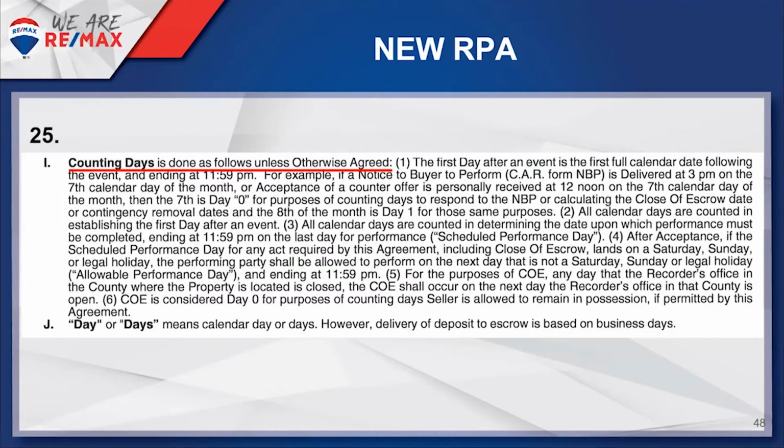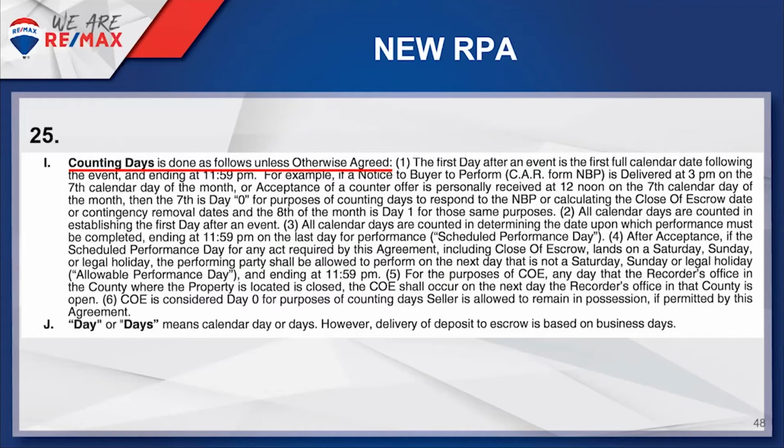So everything is an entire day. A day lasts from midnight, the first second of a new day, to 11:59 p.m. So 12 a.m. is the very first second of the new day, and 11:59 is the very last minute of the day. So, in counting days, with the exception of the buyer's deposit going to escrow, which is the only business day in the offer, every other reference to days is calendar days.